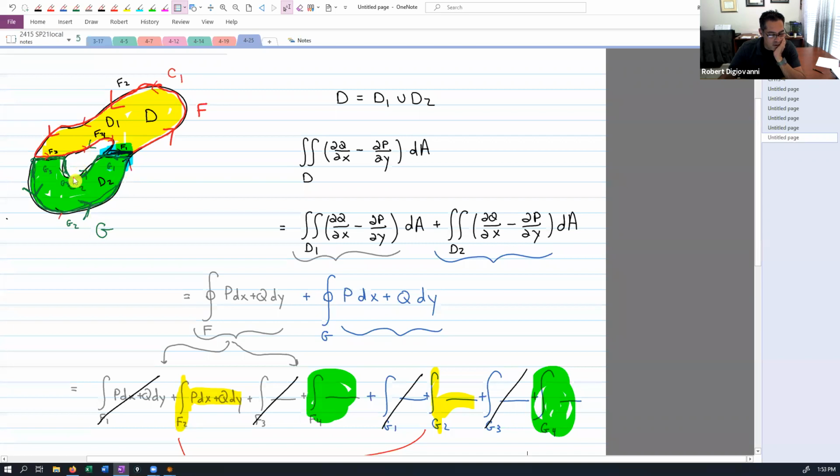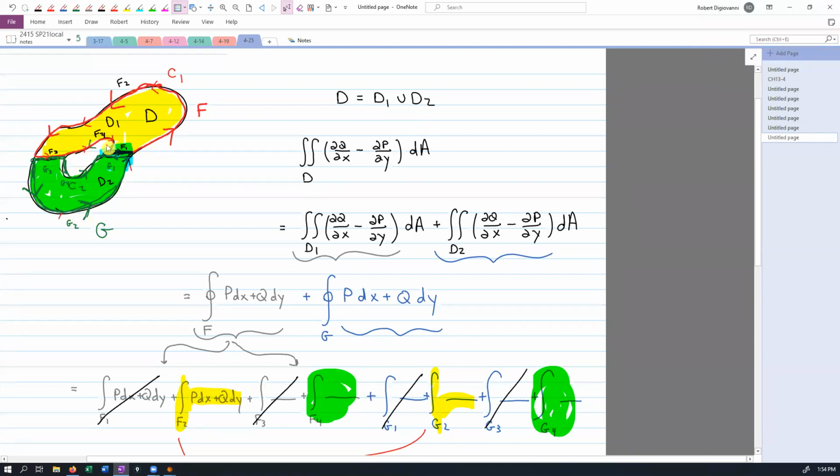So F4 and G4. You got to pay attention to the direction here, everyone. Which way is G going? G's going counterclockwise, right? And F is going counterclockwise. So G4 and F4 together is going counterclockwise, right? But what path is that? C2. It was almost C2.